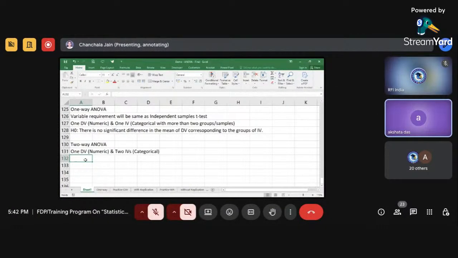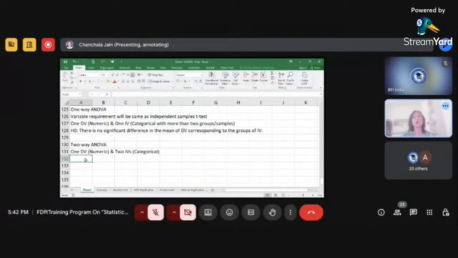Now, when we come to two-way ANOVA, you can understand it because you have two IVs, that is two categorical variables. So your table will be two-way, meaning one variable you take in a row, one variable you take in a column. In the corresponding groups, you will write the values of your DV. So that is two-way ANOVA.